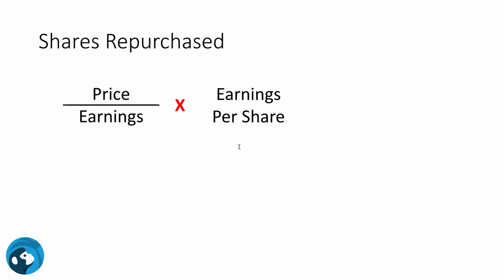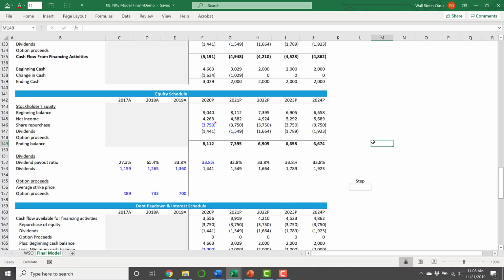Now, when we take a PE multiple, which is our price over our earnings ratio, and then multiply that by our earnings per share, our earnings in the denominator of our PE ratio and our earnings per share cancel out. So what are we left with? Our share price. If you remember back to our equity schedule, we already have this $3.75 billion that Nike's committed to repurchasing each year as a part of their equity repurchase program.